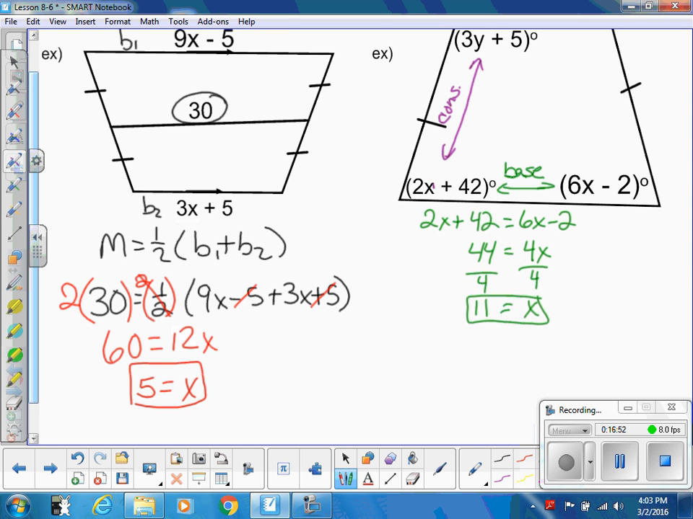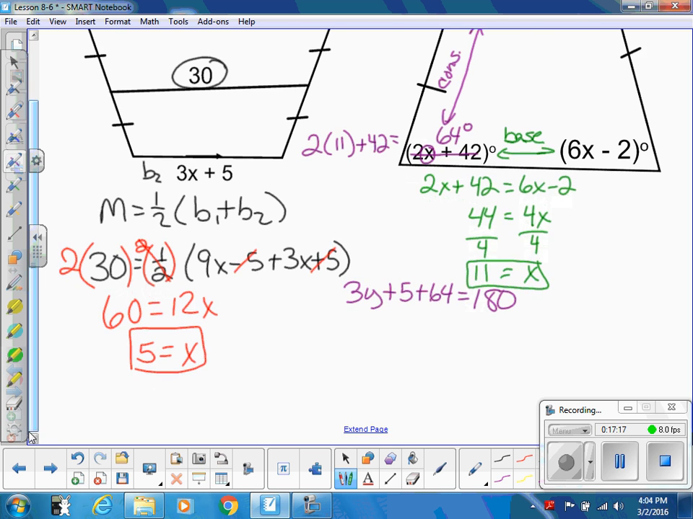And now that I know what x is, well I can say 2 times 11 plus 42, that's 64 degrees, isn't it? So now I can say the 3y plus 5 plus the 64 has to equal 180. Well, these two combine to give you 69. And if I subtract that, I get 111. Divide by 3, and I get y equals 37.